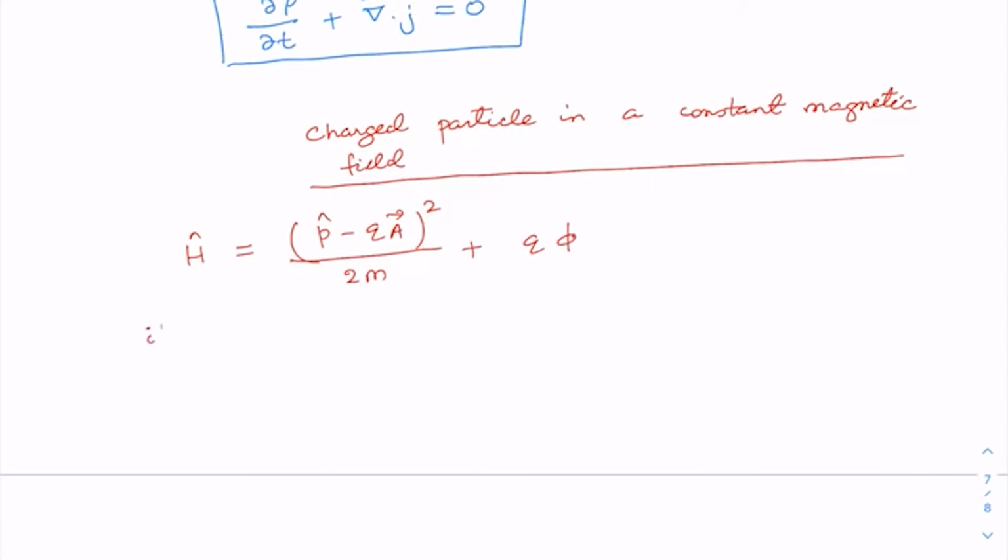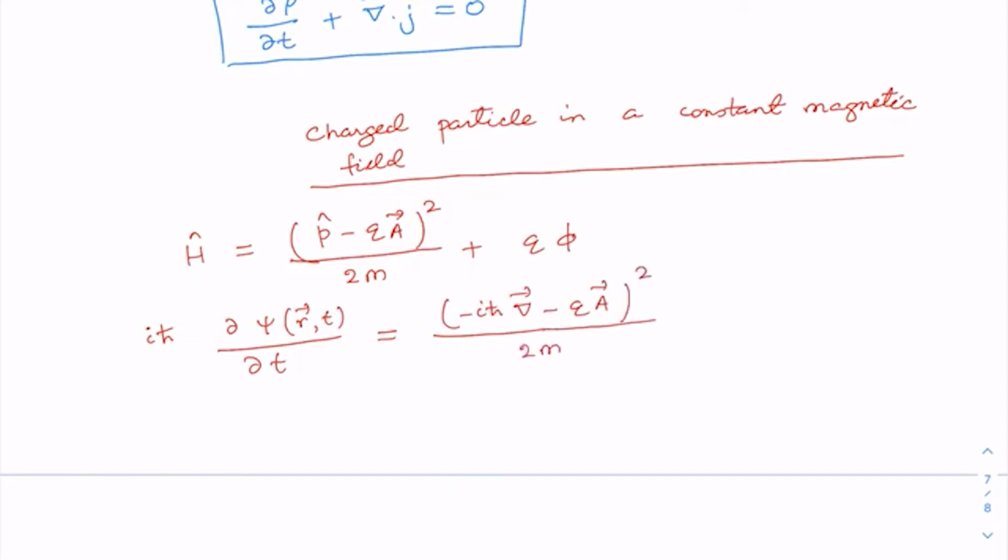And then we can write down the Schrodinger equation for the particle which is now placed in a magnetic field, and that would be simply equal to, I can write p as (−iħ∇ − qA)² divided by 2m plus qφ, and then it is operating on this wave function.